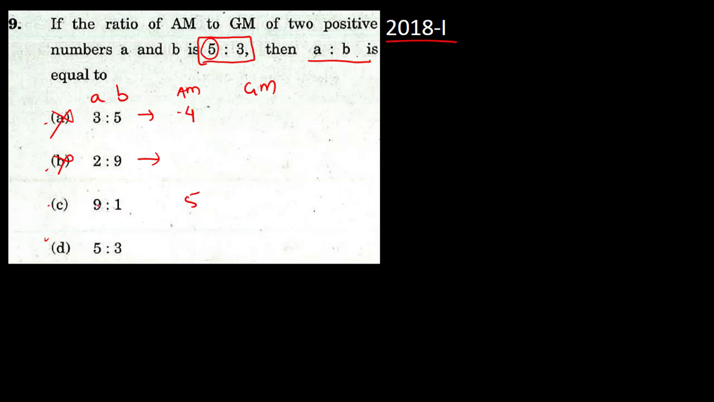And GM कितना है, what is GM? GM of two numbers is root of A into B. So it is root of 9 into 1 is 9, which is nothing but 3. अरे मिल गया ना भाई, AM 5 है और GM कितना है 3 है.